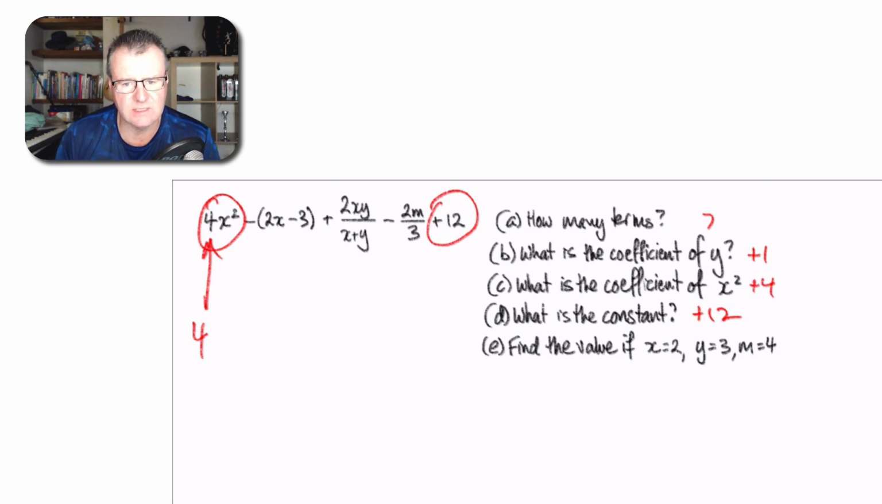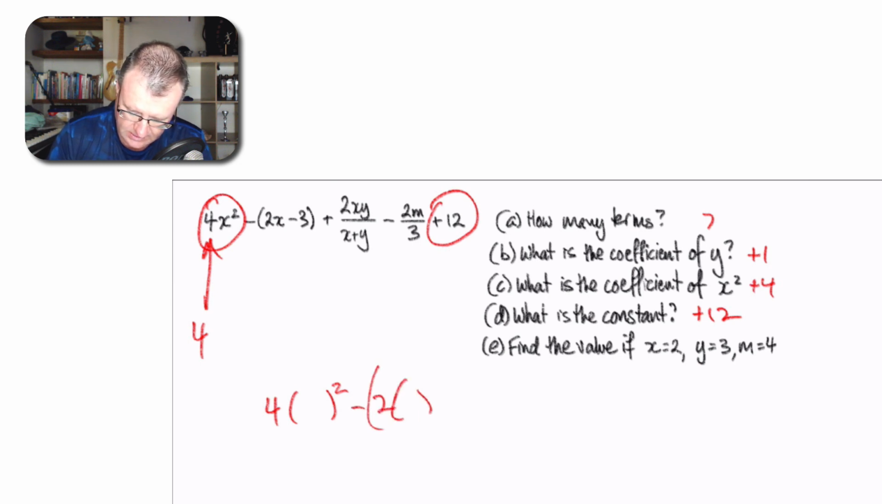The last part of the question says find the value if you're given x equals 2, y equals 3, m equals 4. This just becomes a substitution question. It's a little bit of a messy one, but we'll go through it and see how we go. Remember, with substitution, I've asked you guys to put a bracket wherever you see a pronumeral. So I'm going to rewrite the expression, putting a bracket everywhere I see a pronumeral. Minus 2 outside of bracket, minus 3 plus 2 over bracket, bracket. Oops, sorry, that should be bracket plus bracket, minus 2 outside of bracket over 3 plus 12.